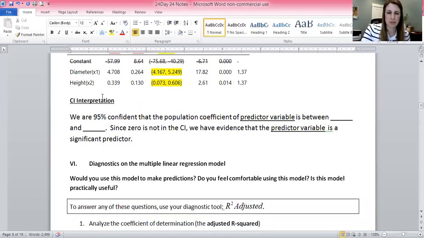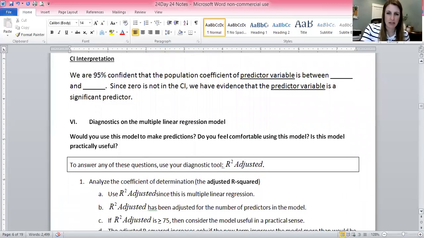Here's my CI interpretation. Maybe we just want to interpret the CI, and this is how we would interpret it: that 95% confidence that the population coefficient, because that's what we're calling it, of the predictive variable, so you just fill that in, is between this and this. Since 0 is not in the CI, we have evidence that the predictive variable is significant. So if I just wanted you to make a CI interpretation, that's exactly what you would do for me, okay? So I think that's kind of helpful there.